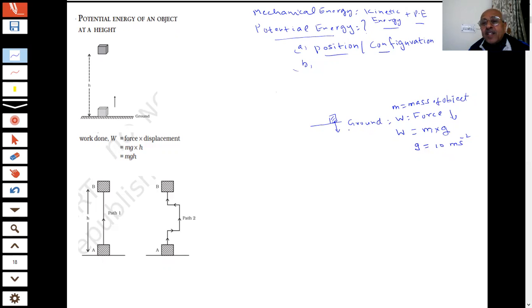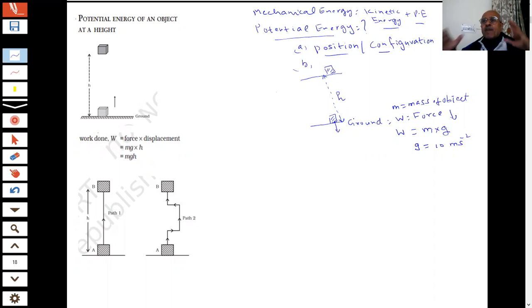So students, if you are having a body here, and you lift it from the ground to this height h, now what has happened? The object was on the ground. You have lifted it to a height h. Will you have to do some work for this? Yes or no? You will have to do some work for it. Yes or no? Fast. Yes, sir.